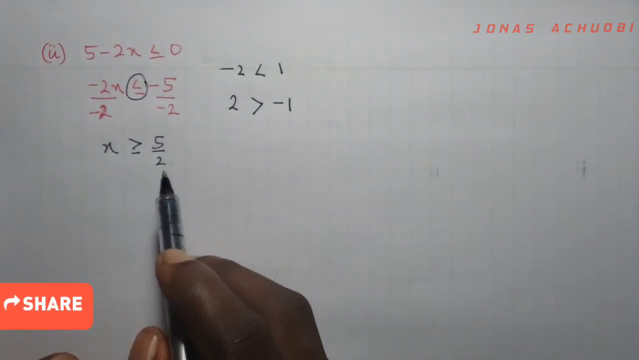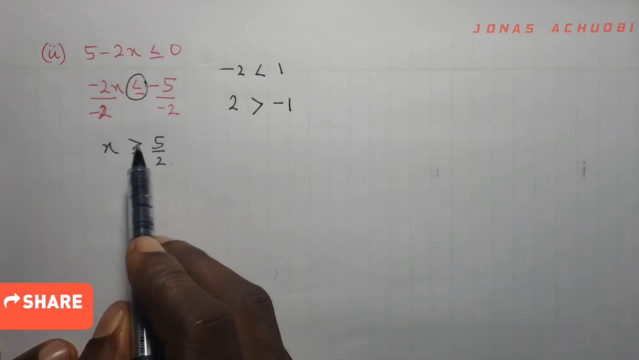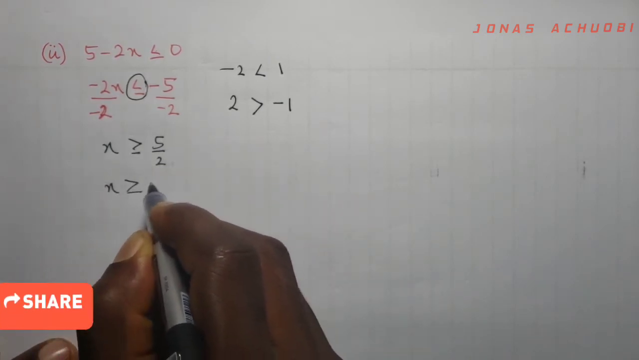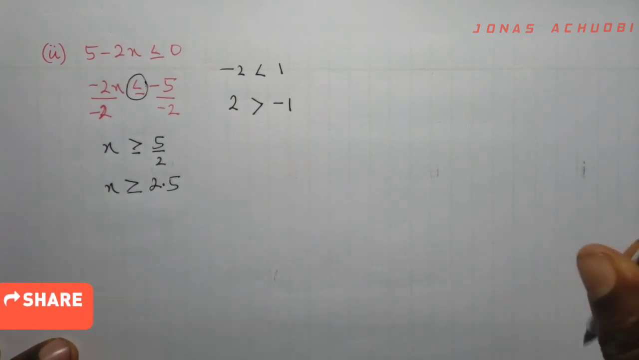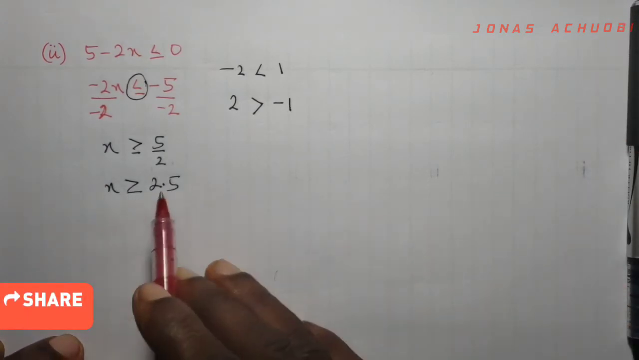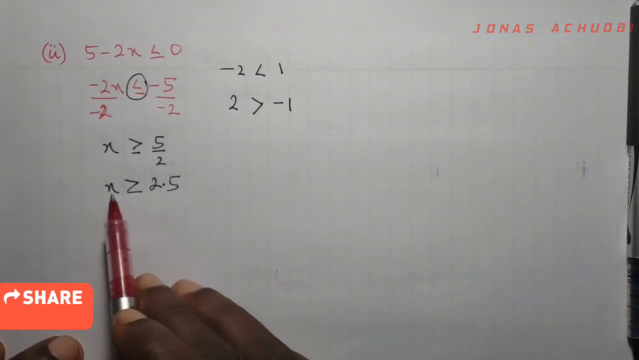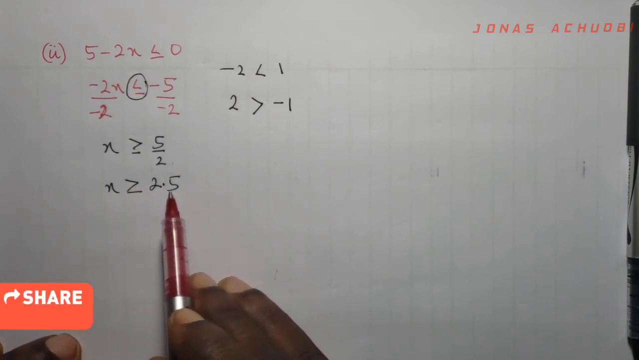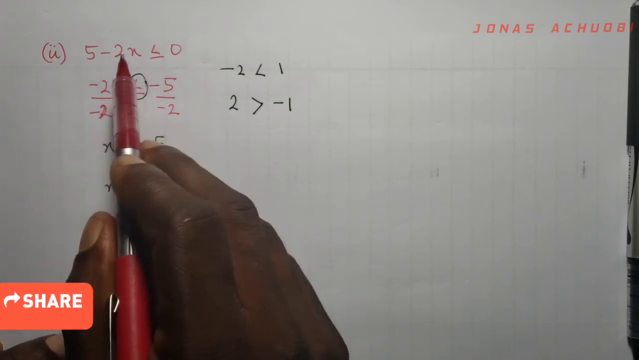So back to the example. We have that x is greater than or equal to 5 over 2, which simply means that x is greater than or equal to what? 2.5. So that is the solution to the inequality. And what does this mean? It simply means that all values of x that are greater than or equal to 2.5 are in the solution set of this inequality.